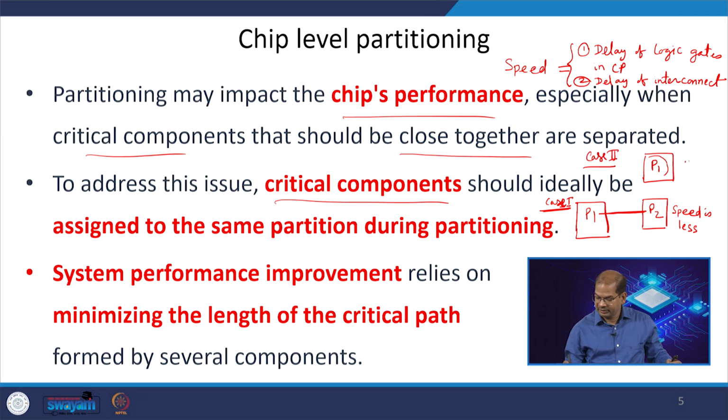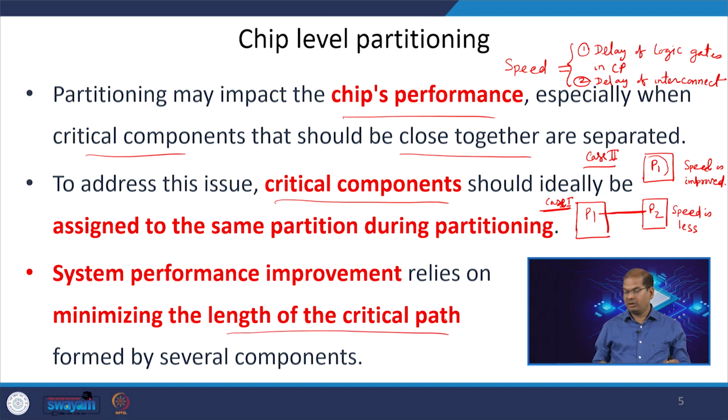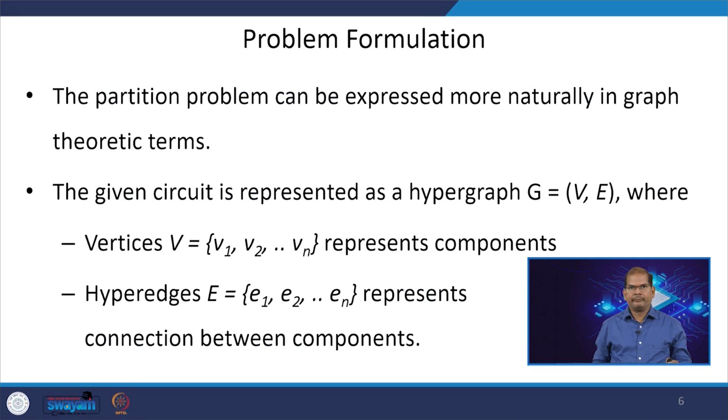So, here the speed is improved. Okay. So, the bottom line is that whenever you are going for a partition, do not move your critical component from one partition to another as much as possible, to improve the speed of your design. Then the system performance improvement relies on minimizing the length of the critical path, whatever I was talking about. So, we need to look for the critical path of the design.